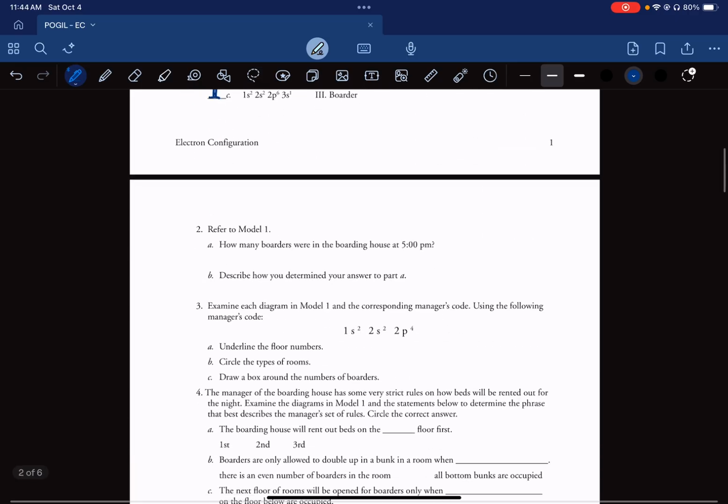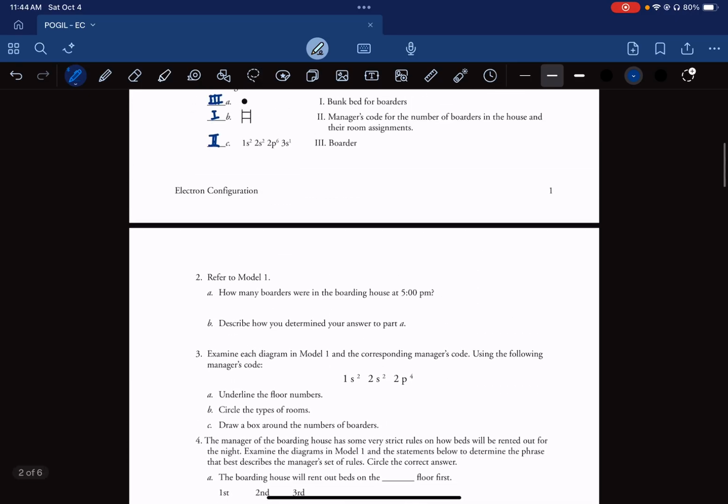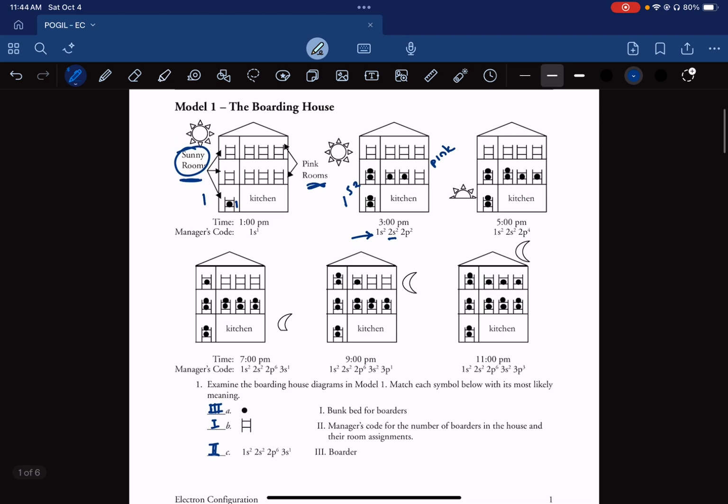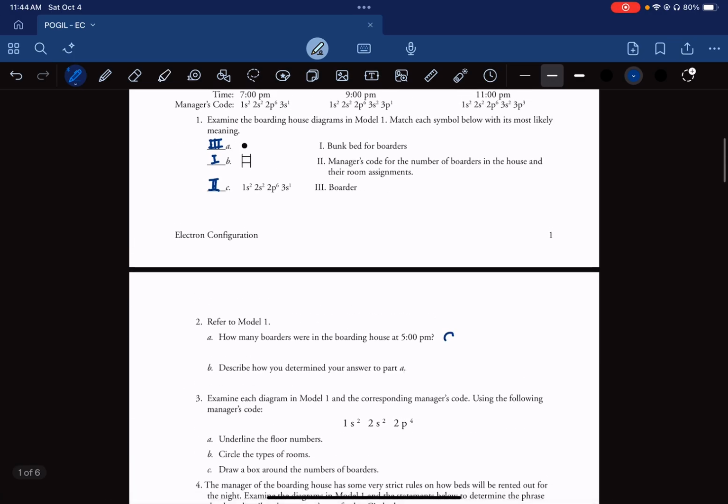All right, moving on. It says, how many boarders were in the boarding house at 5 p.m.? Let's look. I see 1, 2, 3, 4, 5, 6, 7, 8 boarders. So we have 8 boarders.